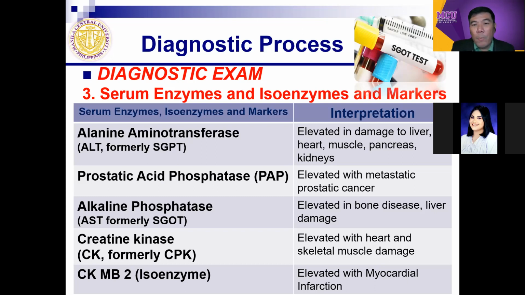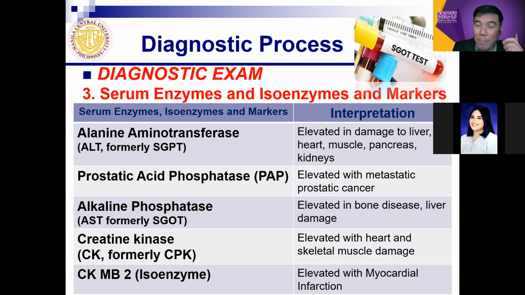So let's go back again to SGOT. SGOT is the former name of the test, but now it is already alkaline phosphatase. So alkaline phosphatase or AST, formerly SGOT, is again for liver. So that's two for liver. And the other one is that SGOT is used for bone disease. So if there is bone disease, SGOT is the one used for testing.